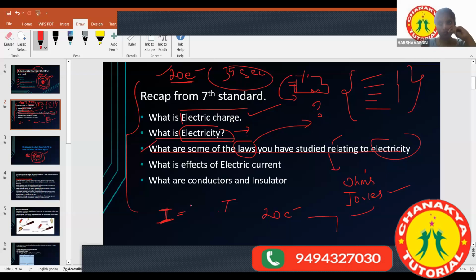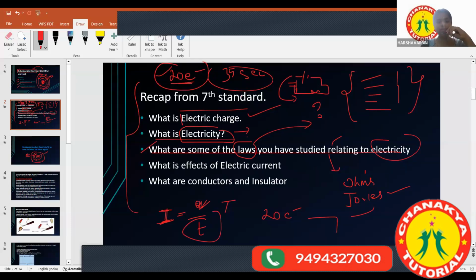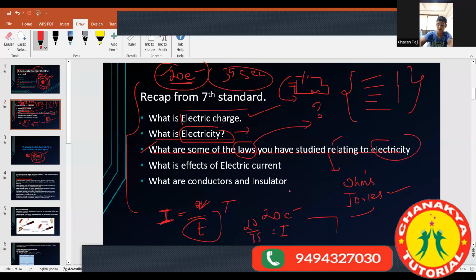Formula: Q by T, right? Q means charges. Am I right? Yes, ma'am. Q is the number of charges that I have given you, 20 electrons. Time is 35. So you just have to give 20 by 35 and you will get I. That is, I will be the current flowing through the circuit, right? I is 4/7. Is anybody having any doubt?